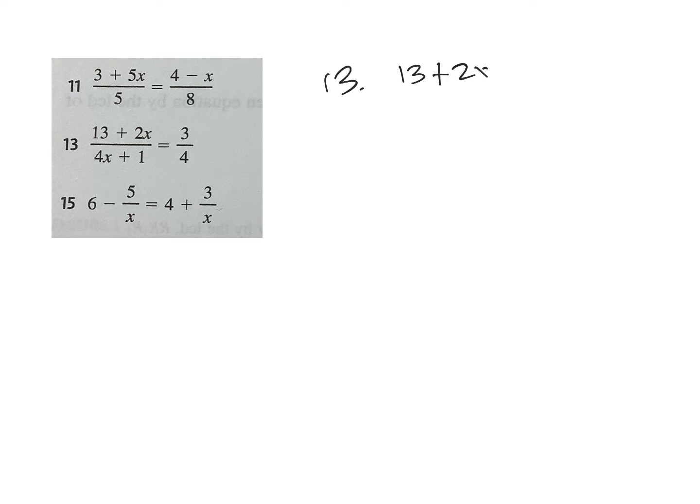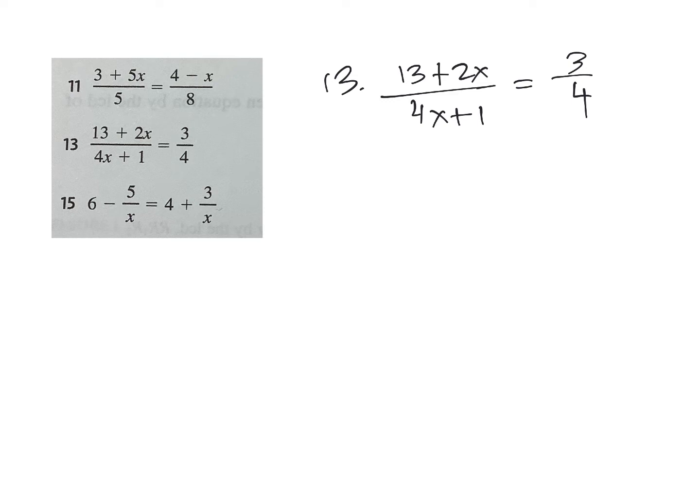13 plus 2x over 4x plus 1. Now we have a variable in both sides, or top and bottom. At this point, we're not going to multiply by a common denominator, though you could. The common denominator would be 4 times 4x plus 1, which is how we learned how to add fractions.